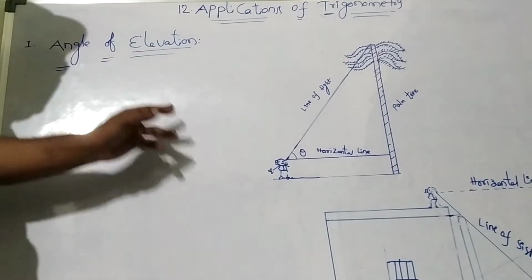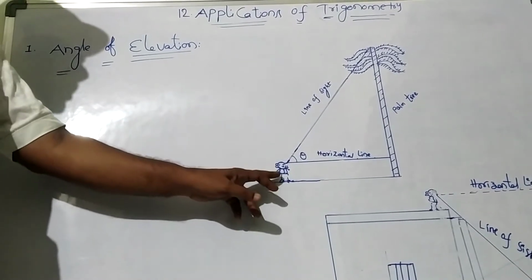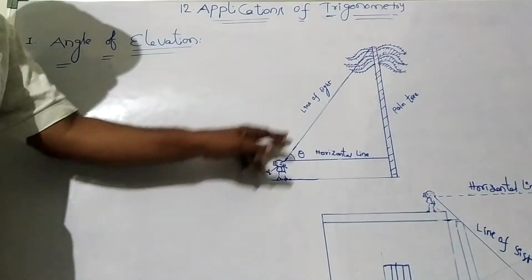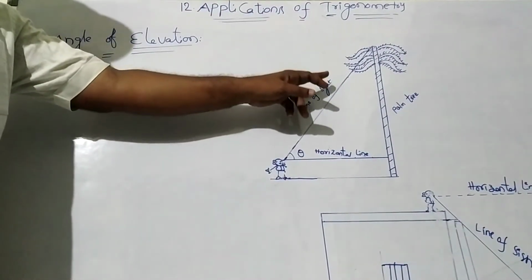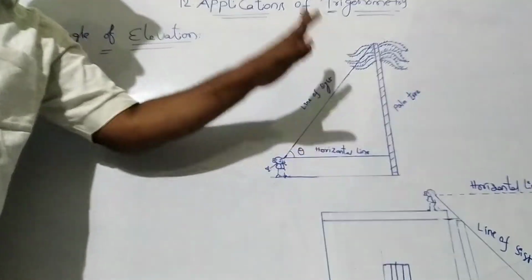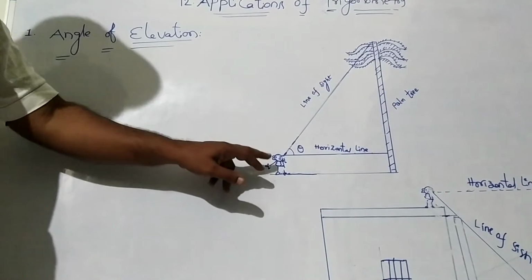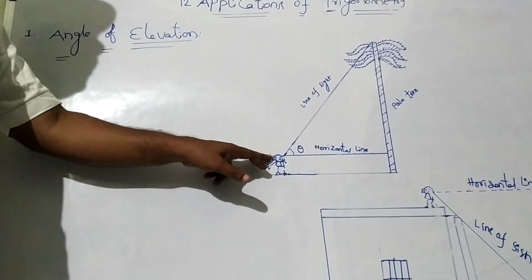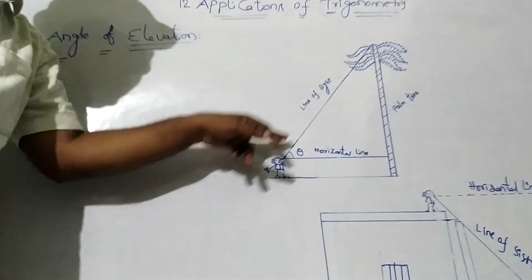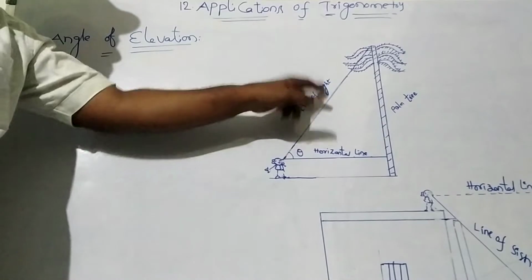So one small example for understanding that: here one girl is standing, and she saw a palm tree and she wants to find the height of the palm tree. So she tries to locate the topmost of the palm tree. So that is the line of sight.